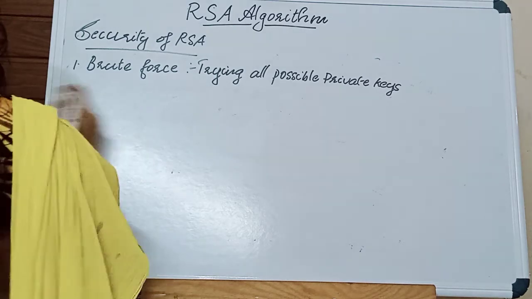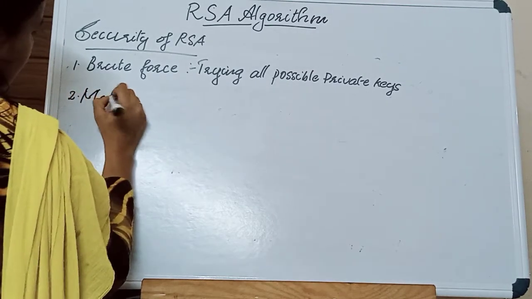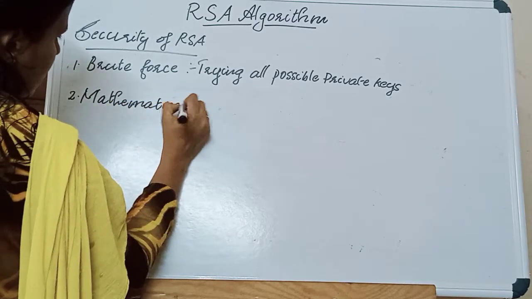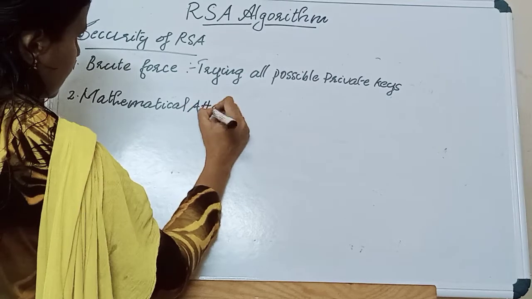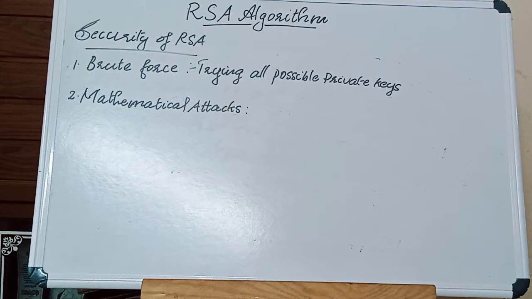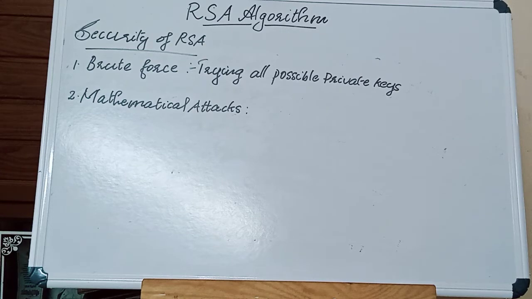Next is mathematical attacks. There are several approaches, all equivalent in effort to factoring the product of two primes, that is, identifying the factors of the two primes. Here we select large prime numbers, so factoring is difficult.